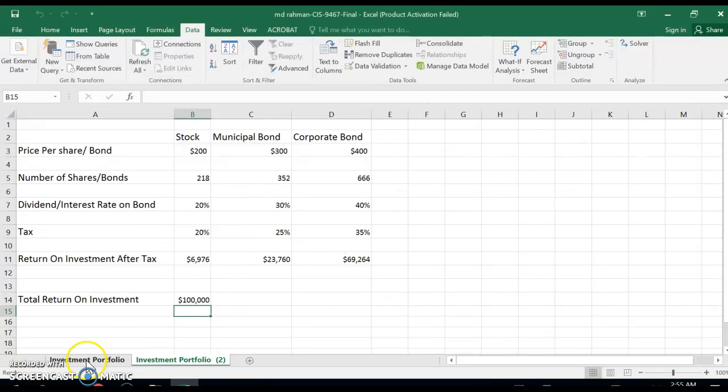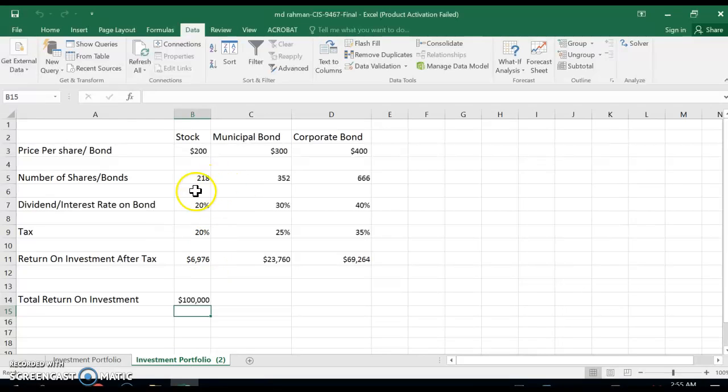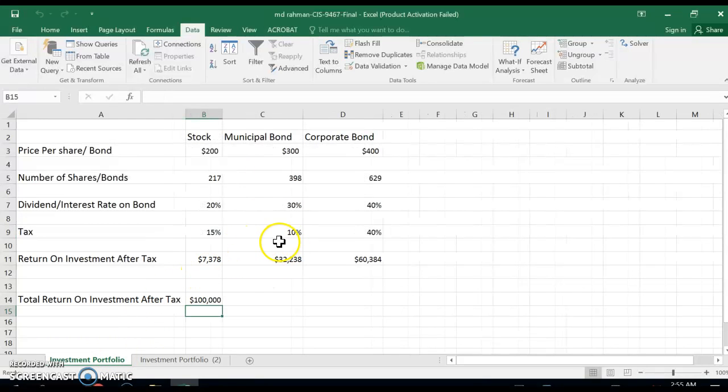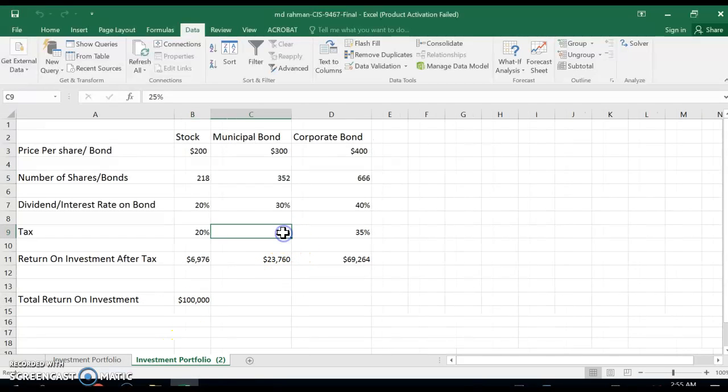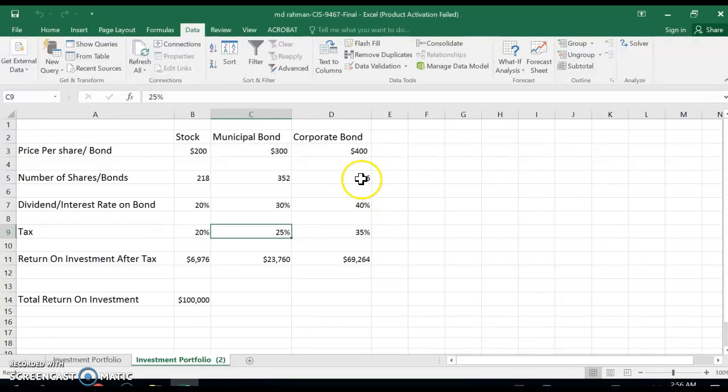If we go back, before I needed 217 common stock when my tax rate was 15%. Now I need 218 common stock when my tax rate is 20%. For the municipal bond, when I had a 10% tax rate I needed 398; now, under a 25% tax rate, I need 352. For the corporate bond, before the tax rate was 40% and I needed 629; now I need exactly 666 when my tax rate is 35%.